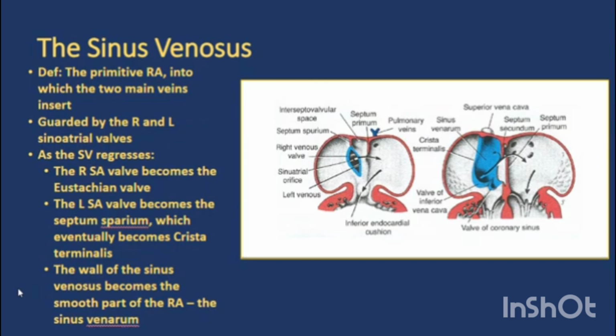So we will often see this on TEE, where somebody has a very prominent eustachian valve or a very prominent crista terminalis. From a clinical point of view, it means absolutely nothing, but it can raise suspicion in someone who's seeing this person's echo for the very first time. Also to note, the wall of the sinus venosus becomes the smooth part of the RA, which is now called the sinus venarum. I hope this was useful to you. Thank you for your attention.